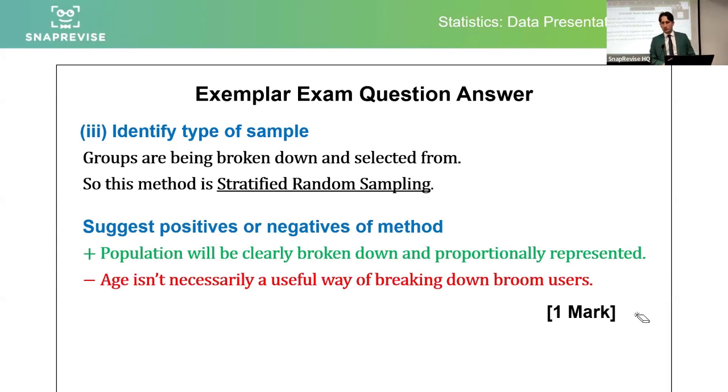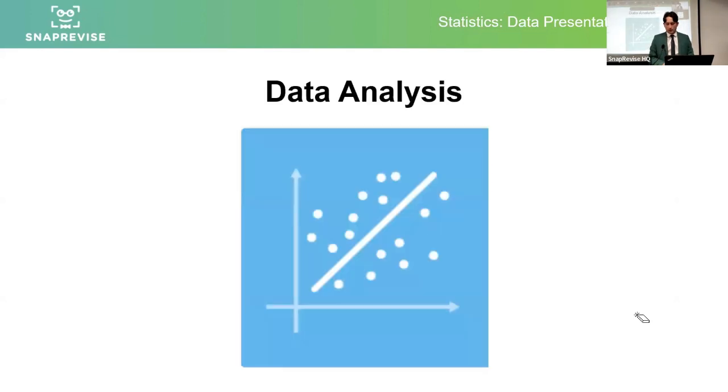So there might be better ways of categorizing this as well. Maybe occupation, or there might have been clearer ways they could have broken it. Right, we're going to move on to the next topic, so the data analysis stuff.